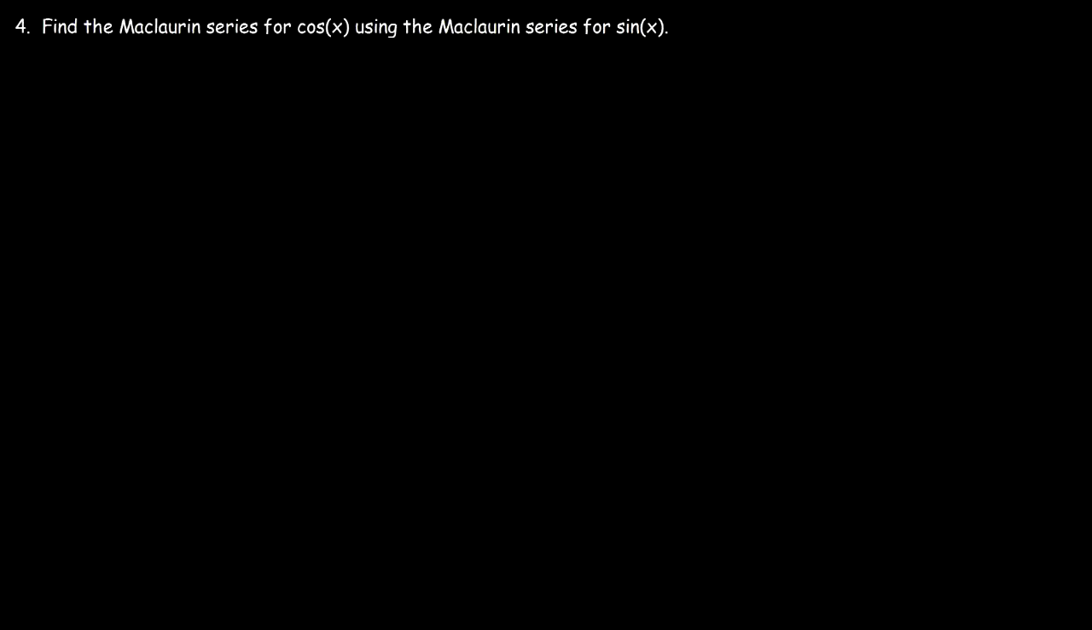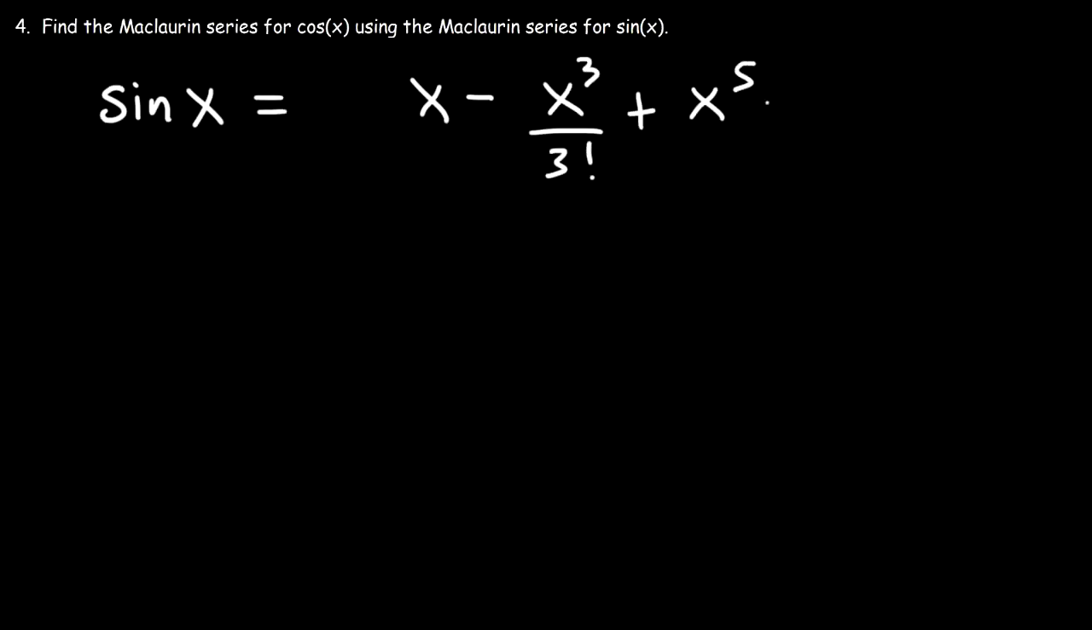Now in this problem, we're going to find the Maclaurin series for cosine x using the Maclaurin series for sine x. So in the last problem, we saw that the Maclaurin series for sine x was x minus x to the third power divided by 3 factorial plus x to the fifth power divided by 5 factorial minus x to the 7th power divided by 7 factorial. And this is going to continue all the way to infinity. So what we're going to do is take the derivative of both sides.